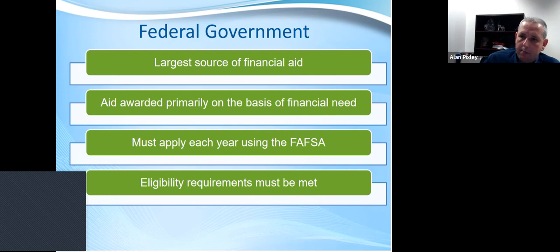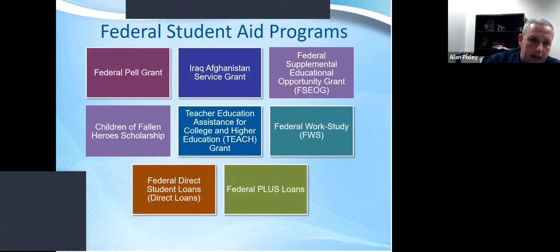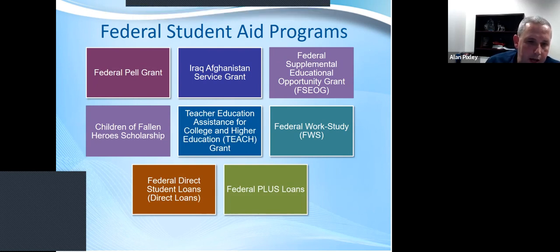Federal student aid, we talked about the Pell Grant, the Iraq and Afghanistan Service Grant. These are for students whose parents were killed in the line of duty in Iraq or Afghanistan. There's a federal supplemental education opportunity grant over on the next slide. And so that lists the types of aid that come from the federal government, including the loans, the work study, and the TEACH Grant that I mentioned earlier.